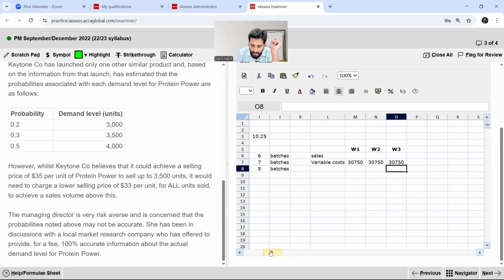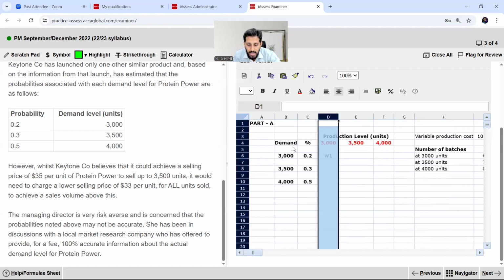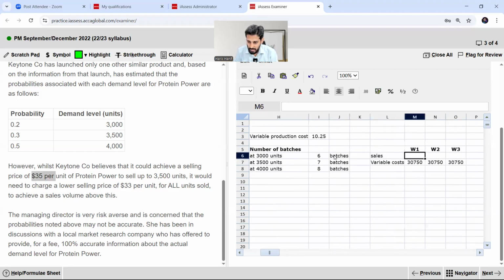But see what is happening in working number 1. What is exactly the point being covered over here? I am producing 3000 units and there is a demand of 3000 units. So naturally, my selling price would be 35 per unit, right? Now see, 3000 multiplied by 35. So I got this sales and this is my variable cost, right? Sales and the variable cost.